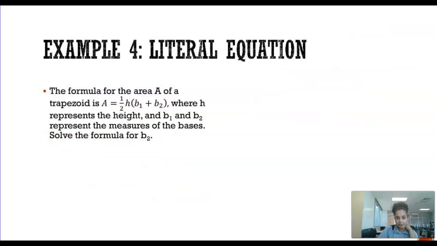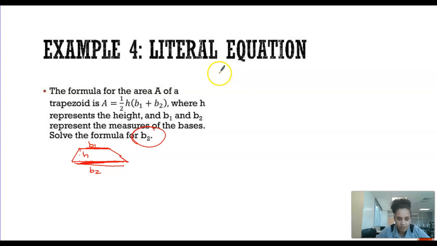In this last example, notice it's a formula for the area of a trapezoid. A is 1/2 h times b1 plus b2, where h represents the height, and b1 and b2 are the bases. If you need to draw a quick sketch, you can. I'm not a geometry teacher, so sorry for the look of that trapezoid. So the height would be here, h, and base 1 would be this length here, and base 2 would be this length down here. You can use that information, but in reality, what is the question asking? It's just asking us to solve for b2.